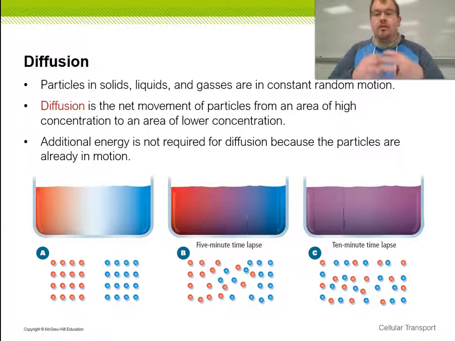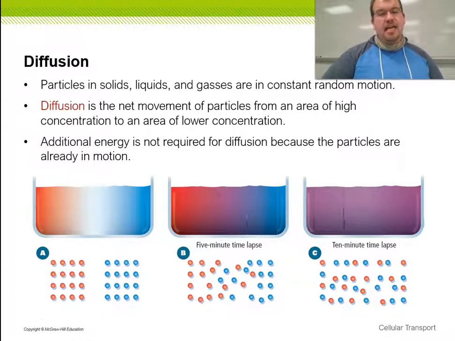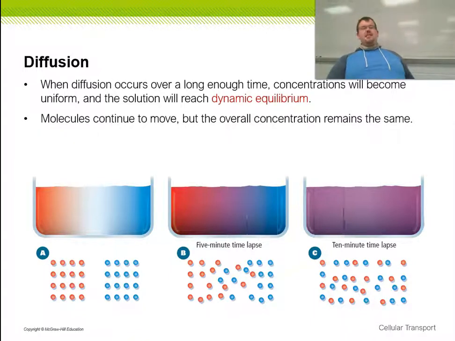But then there'll come a point where it's going to completely mix evenly all the way throughout, and it will all be purple. And the reason that this is so special to us is it doesn't take additional energy for this to take place. Diffusion just happens randomly. It already takes place. And this is one big thing that our cells love to use in order to get things in and out of the cell quickly.